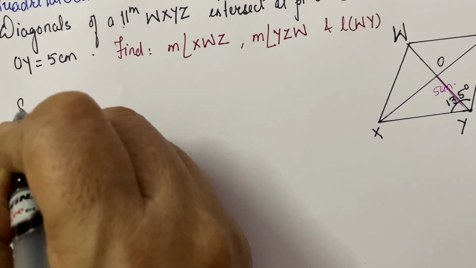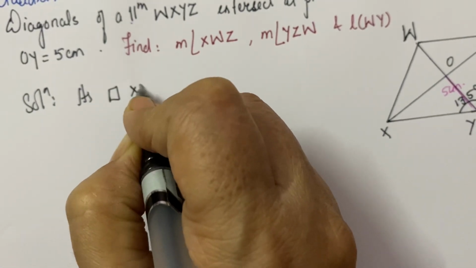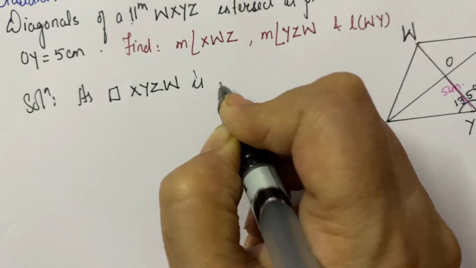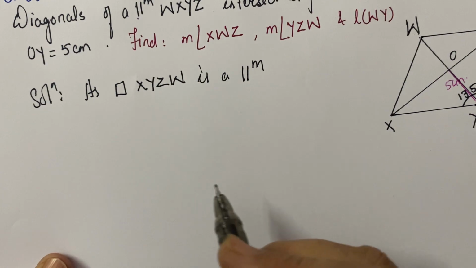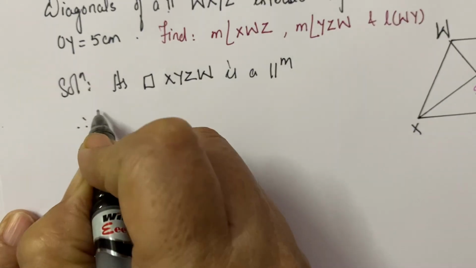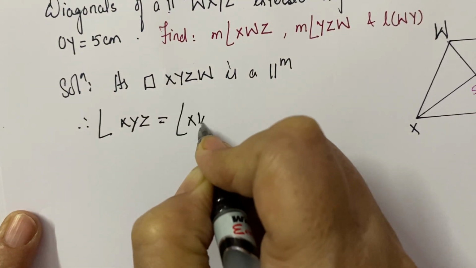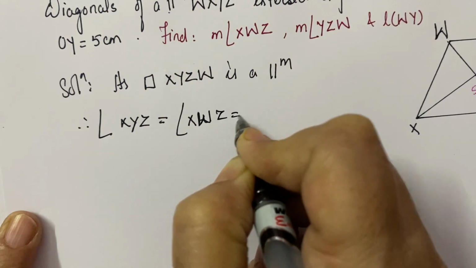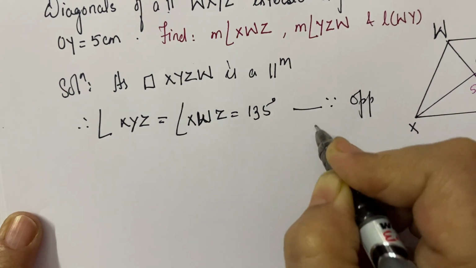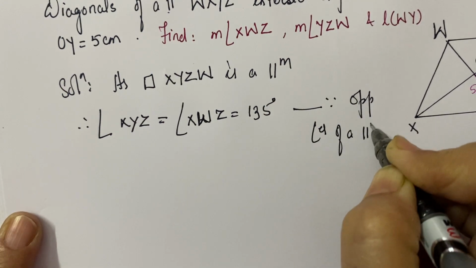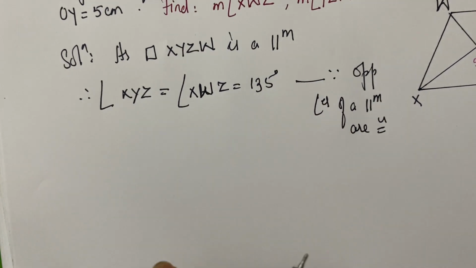Okay. So in your solution, you'll write: quadrilateral XYZW is a parallelogram. What are the properties of a parallelogram? Opposite angles are congruent. So therefore, angle XYZ is equal to angle XWZ, which is equal to how much? 135 degrees, since opposite angles of a parallelogram are congruent. Okay, this is done. First part is over.